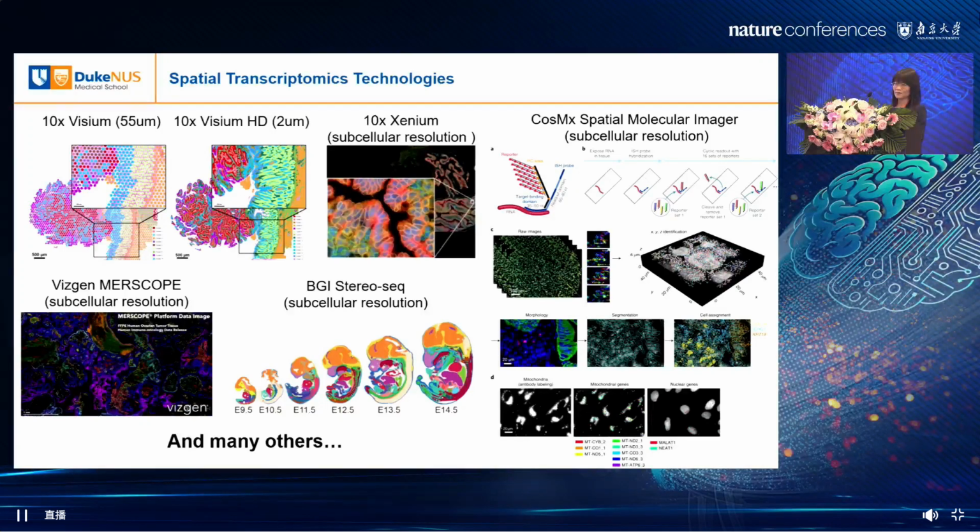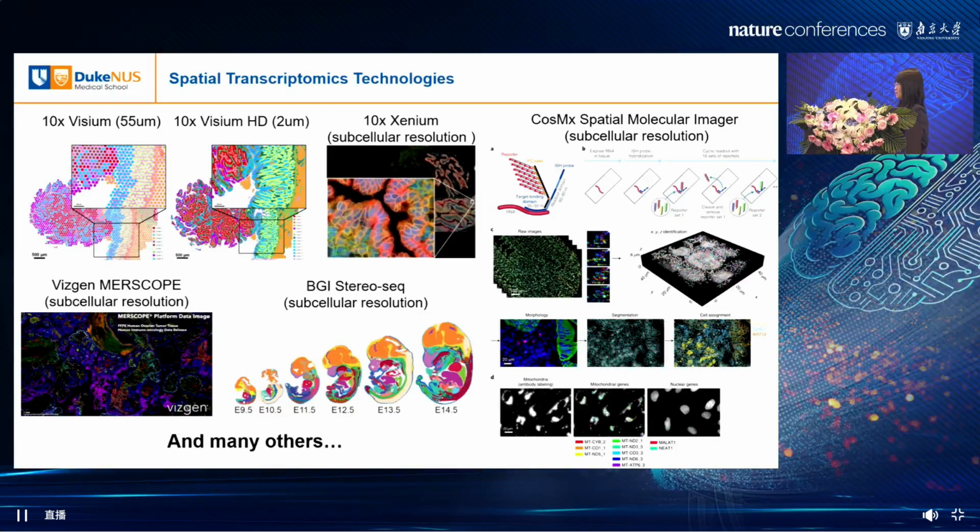So there are many methods that allow us to profile the spatial transcriptomics. For example, we have the 10x Visium and Visium HD. Both are sequencing-based technologies, meaning that they are untargeted. They will capture all the mRNA molecules that are present in the tissue. And Visium provides a spatial resolution of 15 micron, and HD is higher, 2 micron.